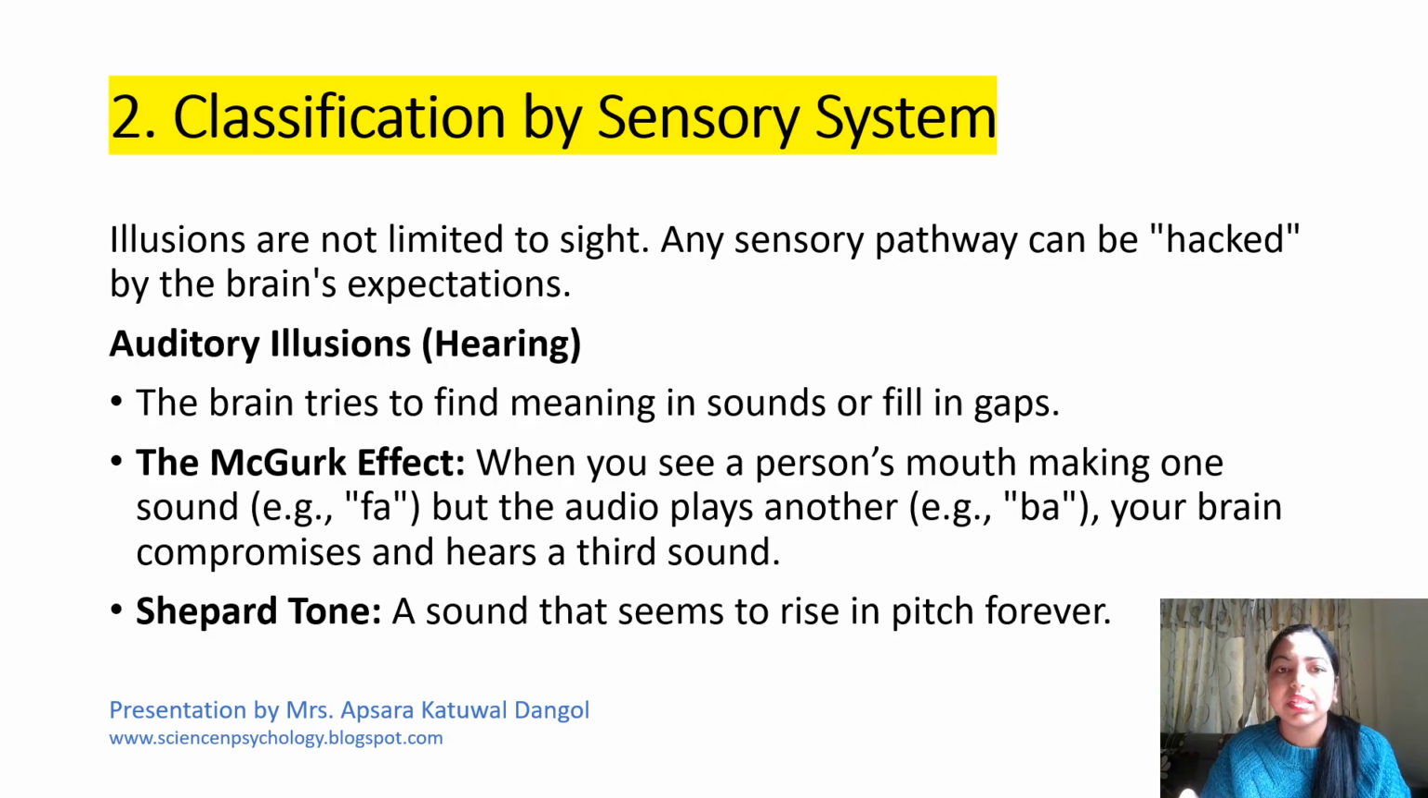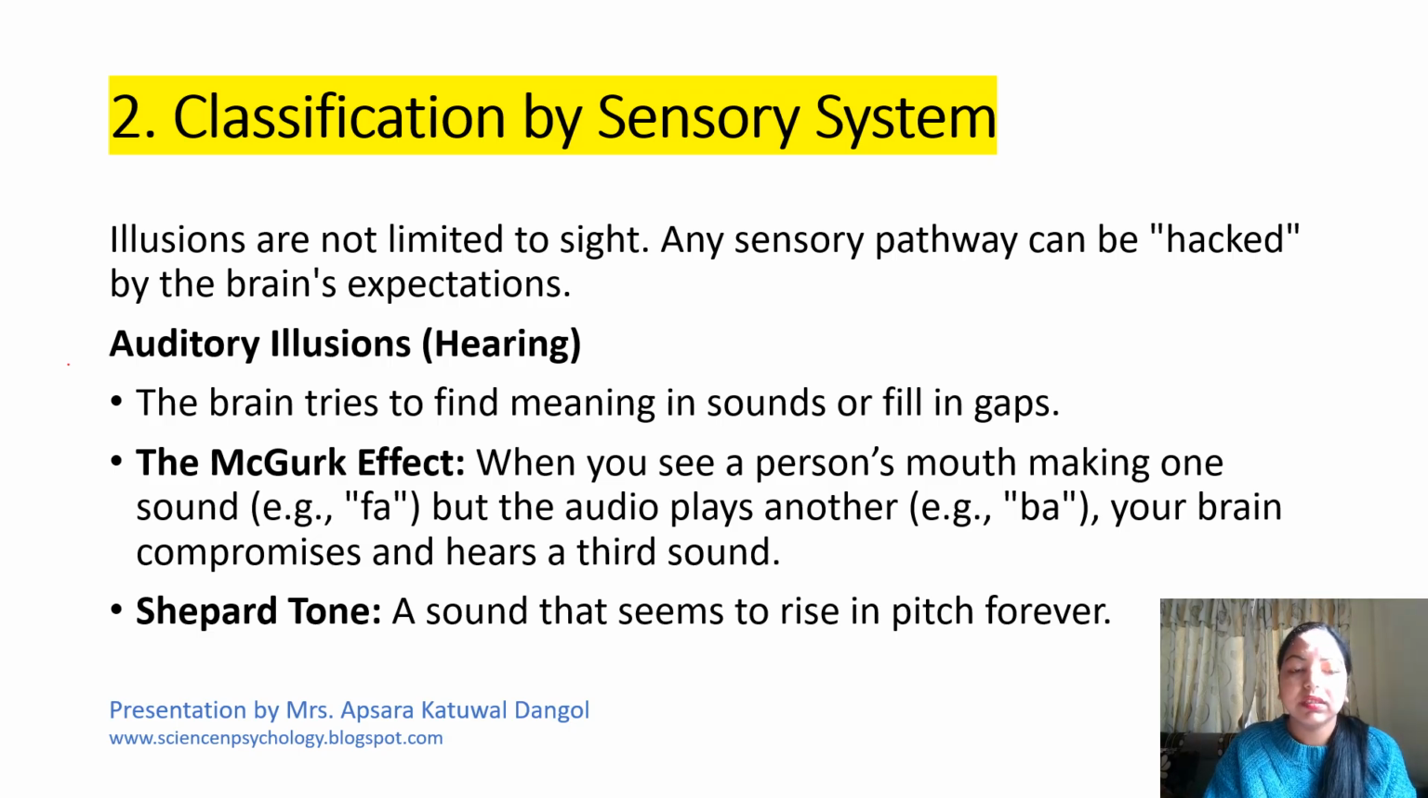Now we are going to understand it through the classification of sensory system. Illusions are not limited to sight. Any sensory pathway can be hacked by the brain's expectation. It is not just about the visual, it's also about other parts.